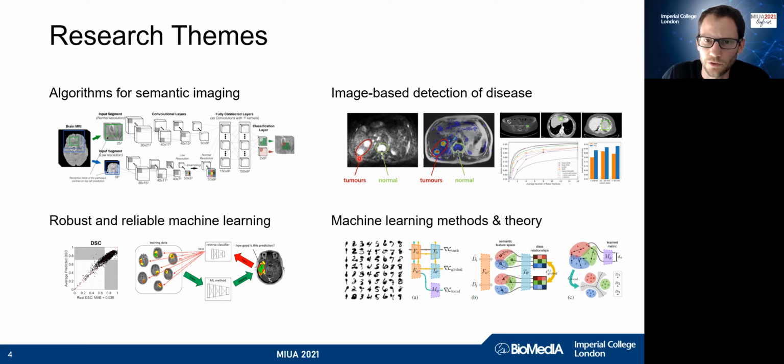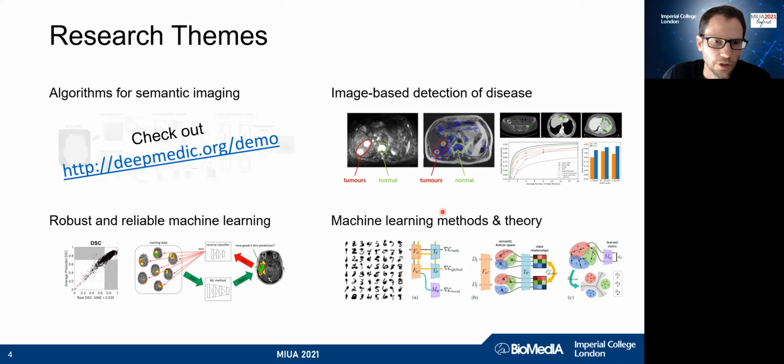We have a few works on image-based detection of disease, so trying to detect and quantify pathological structures in images. And there's more and more work in my team around this area of robust and reliable machine learning. That's a key part also for this talk that I want to talk about in a little bit more detail. And then there's work on the more methodology and theoretical side of things. How do we design new types of learning strategies, how to combine labeled and unlabeled data, and so on. There are a few online demos as well. If you want to see DeepMedic live in action doing brain lesion segmentation, please do also check out our demos.